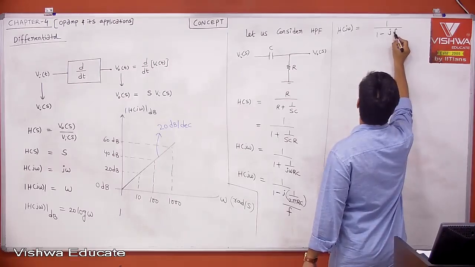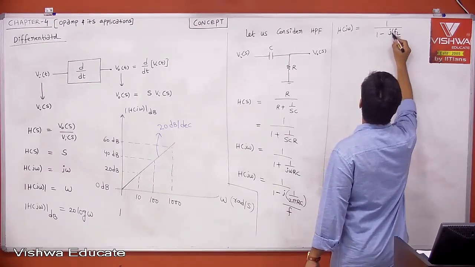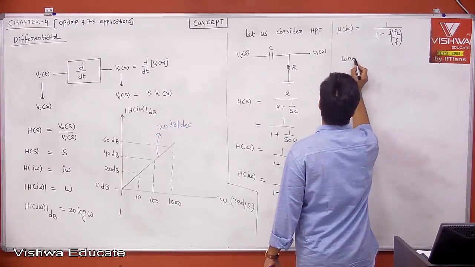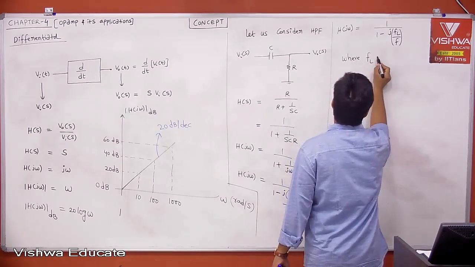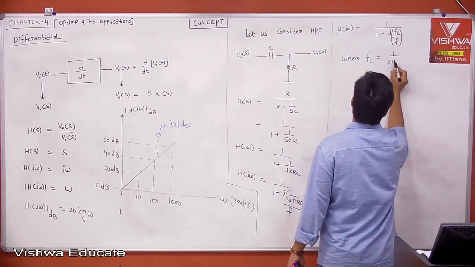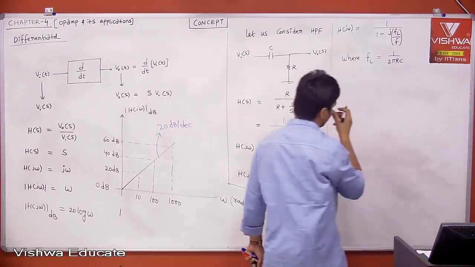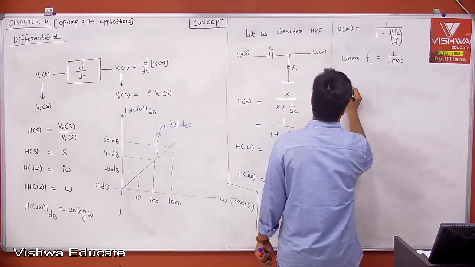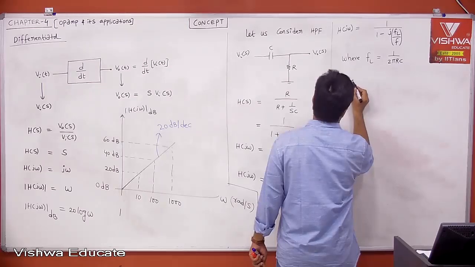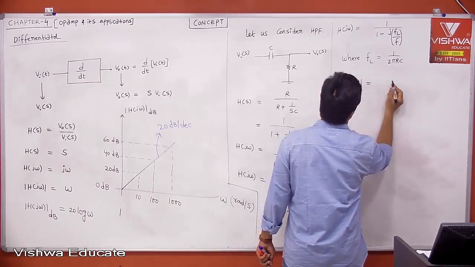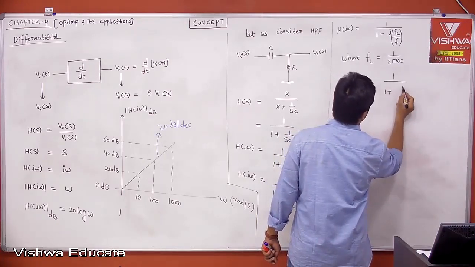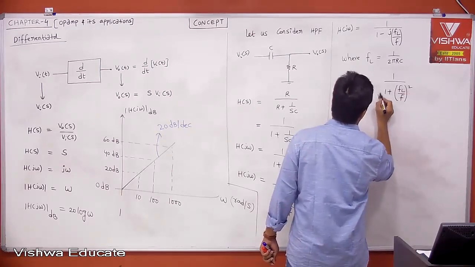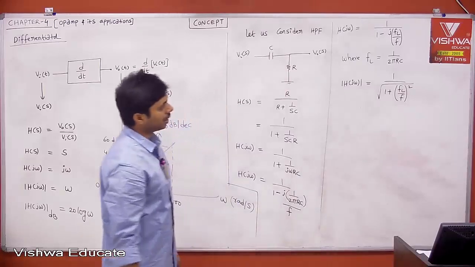J into FL divided by F, where FL is equal to 1 by 2 pi RC. This is what is the lower cutoff frequency. Therefore, tell me what is mod H of j omega? Mod H of j omega is equal to 1 by square root of 1 plus (FL divided by F) whole square. This is what is our magnitude, right?